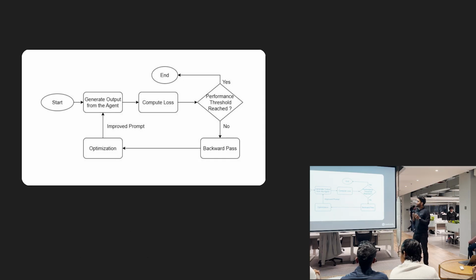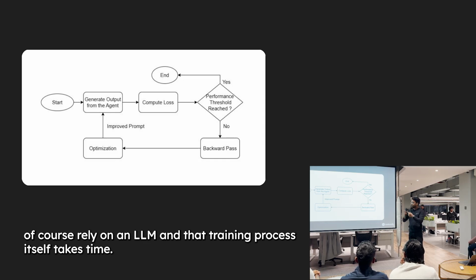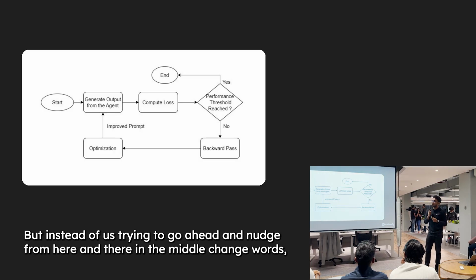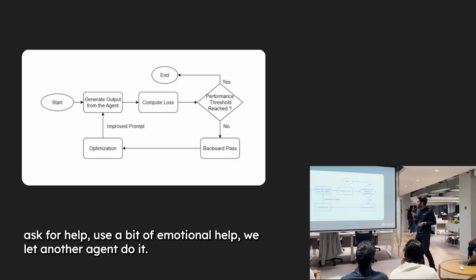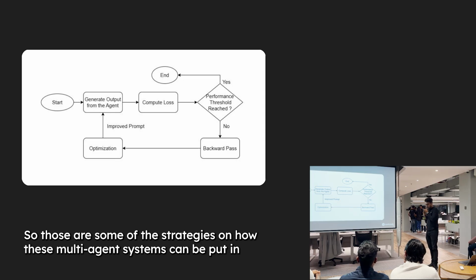complex agentic systems, because now you can create this cyclical auto-optimization system where you of course rely on an LLM, and that training process itself takes time. But instead of us trying to nudge prompts here and there, change words in the middle, ask for help, use a bit of emotional appeal, we let another agent do it. Now, this can be a black box agent, or we can build our own models to do it as well. So, those are some of the strategies on how these multi-agent systems can be put in production.